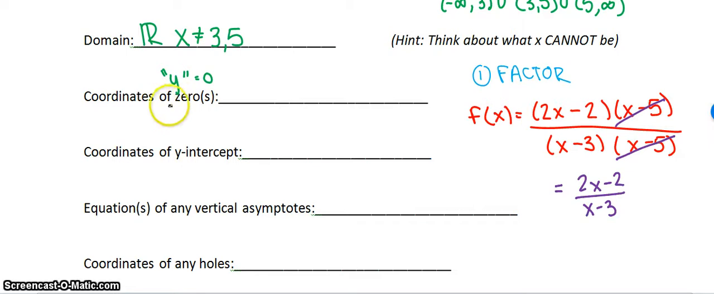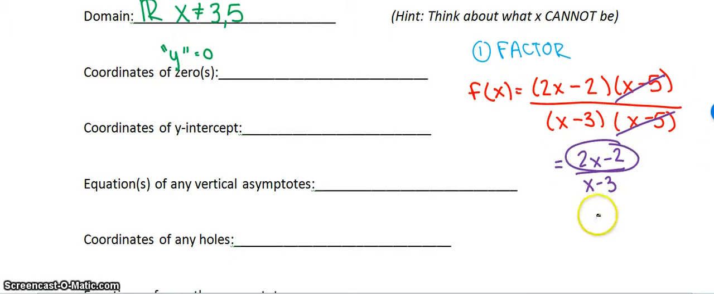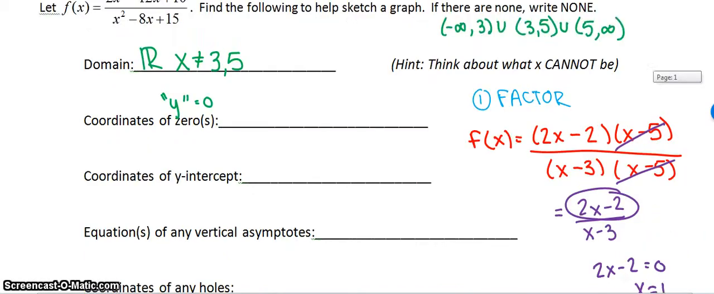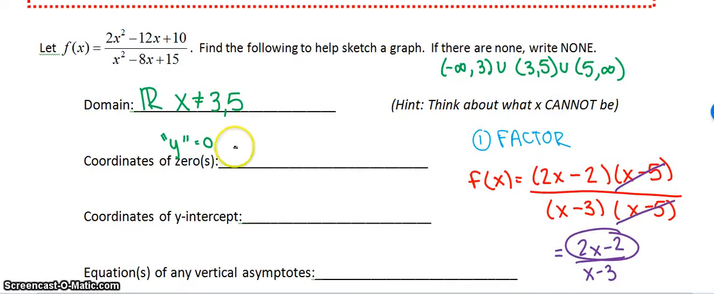So in order to figure out when our output will be 0, I really want to answer the question, when is my numerator going to be 0? So when is 2x minus 2 equal to 0? And the answer to that, add 2 to both sides, divide by 2, you'll get x equals 1. So one of the zeros, or actually in this case the only 0 I will have, is when I plug in 1 to the numerator.